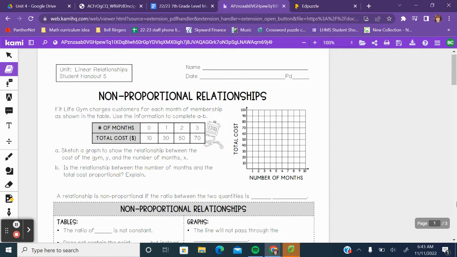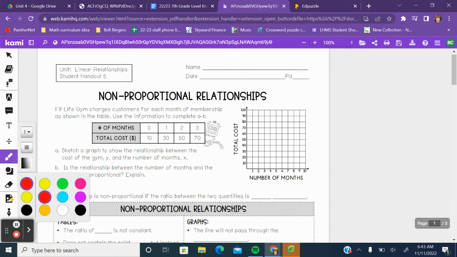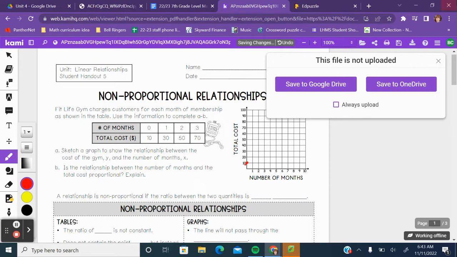Non-proportional relationships. Fit Life Gym charges customers for each month of membership, as shown in the table below. Let's look at what this is going to look like on a graph. If we were to graph this, let me put my little pin here. And of course, I love using the color red. You know me. I go 0, 10. So I put a dot right there.